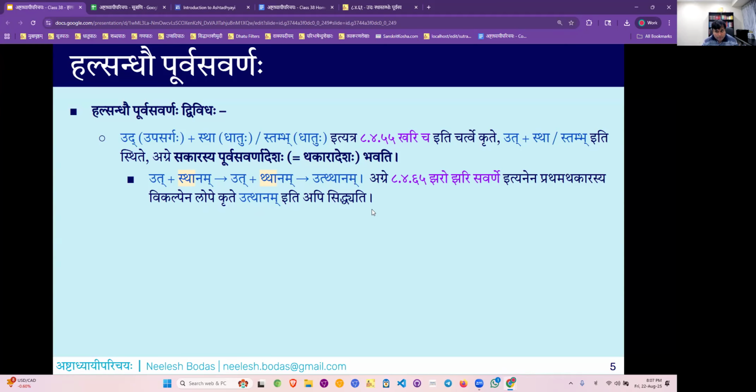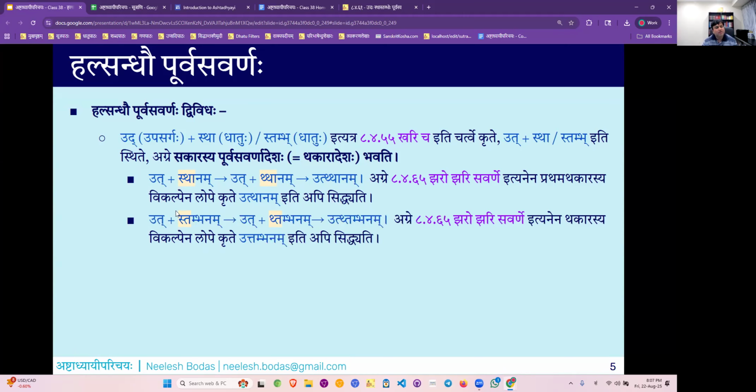The lopa is optional, the purvasavarna is compulsory. The purvasavarna is not optional. You cannot just keep th and sa as it is. The sa must be converted to th. The next step, jharo jhari savarne, is optional.